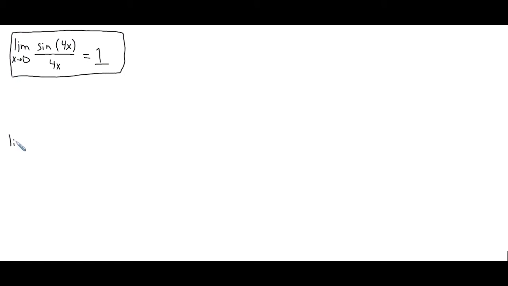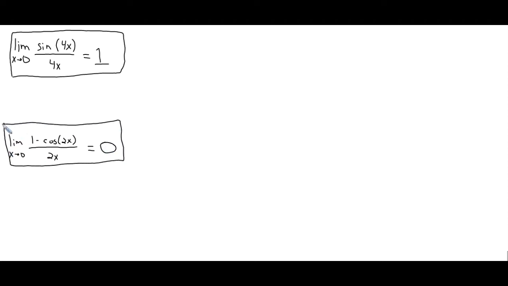Let's look at another one. The limit as x approaches 0 of 1 minus cosine of 2x divided by 2x. Now remember, all that matters is that the coefficients in front of the x's are the same. And here, they're both 2. And so we just look back at our formulas. The limit as x approaches 0 of 1 minus cosine of 2x divided by 2x equals 0. Because remember, the cosine one was the one that equals 0. The two sine ones both equaled 1.